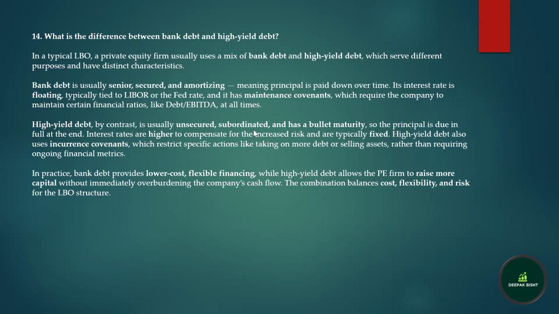And a high yield debt is often unsecured, meaning there is no specific asset backing the loan. So the lenders are relying on the company's overall creditworthiness and ability to generate cash flow to repay the debt. And due to the lack of collateral, high yield debt carries a higher risk and consequently a higher interest rate.